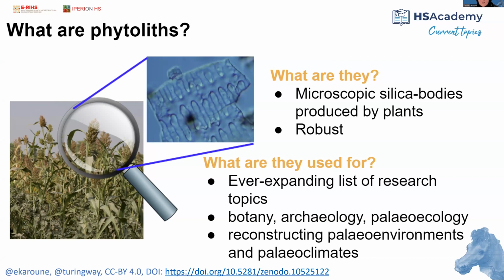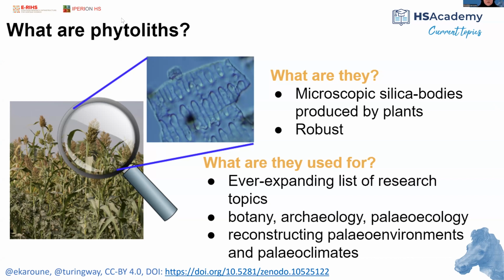So what are phytoliths? They are microscopic plant remains. They're made of silica, which makes them really robust. For archaeological and paleoecological studies, that's brilliant. They basically last for millions of years if you just leave them somewhere. They're being used for an ever expanding list of research topics, and are used across multiple disciplines.